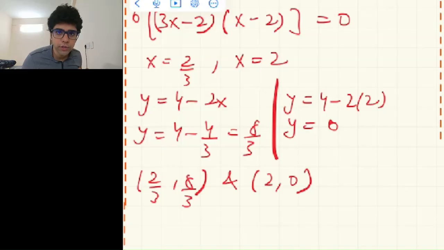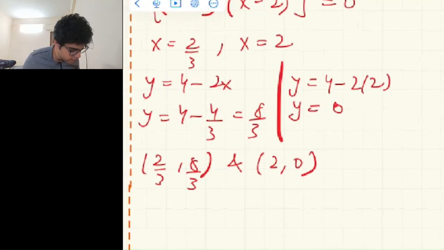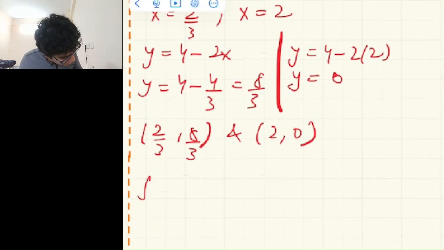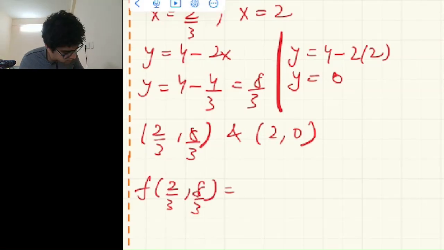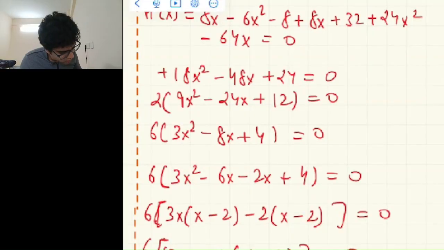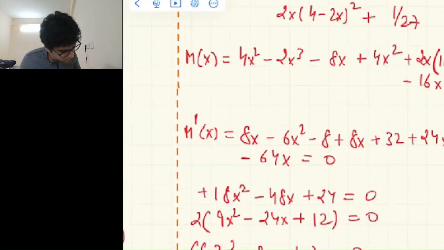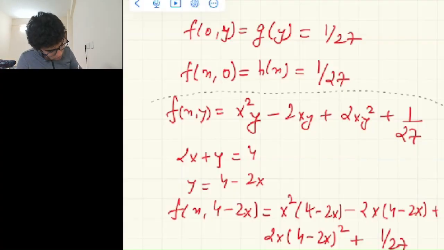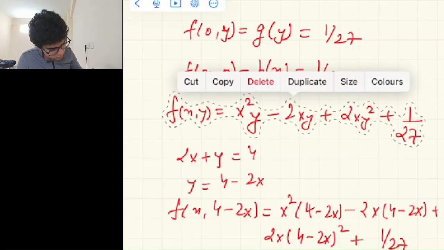Now we need to just check the value of the function at these different points, the interior points and these points, and then classify them as global, local, maximum, and all that, right? So now let's check the value of the function at 2 by 3 comma 8 by 3. This my function was, let me just copy my function. This was my function, right? Copy.